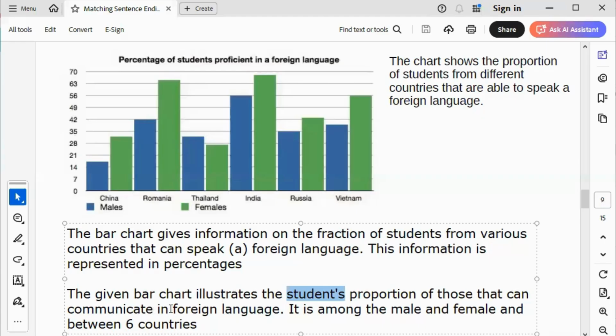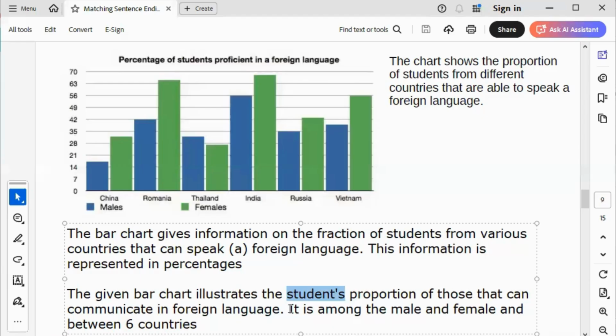In a foreign language should be here. Use of article. You can see that in the question, they wrote a there. That's article. You can't make mistakes when it comes to the use of articles, please. Okay? So that can communicate in a foreign language. It is among the male and female between 6 countries. So this person is trying to do something here, but this sentence is what IELTS examiners call an awkward sentence. The sentence will sound awkward. It sounds somehow, meaning the examiner has an idea what you're trying to say, but it's not sounding correct. That's the meaning of awkward.